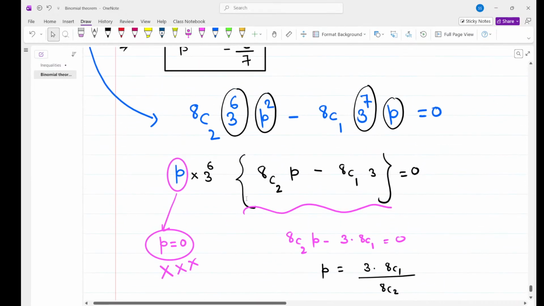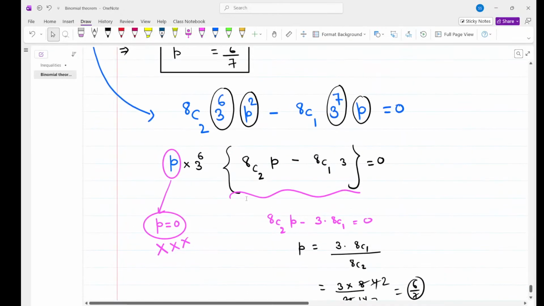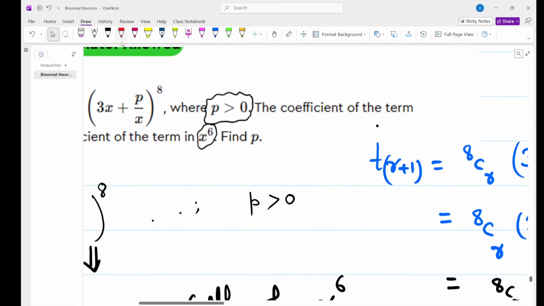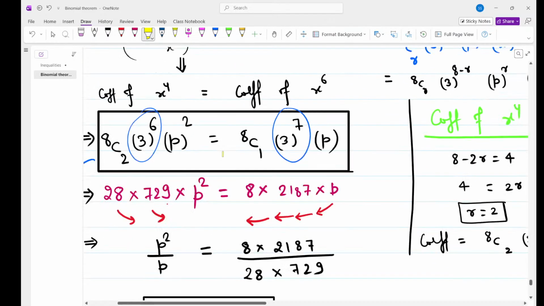I thought the answer will be 0. No, no, the answer will not be zero. Why would the answer be zero? Your question is saying you have to take p greater than zero. Are you getting my point? So that's what I'm saying. I'm repeating this again: that is the second part of the solution.